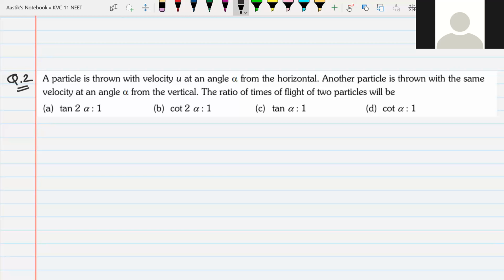Sir, we think C is the correct answer. You think C is the correct answer. You think correct this time. Well done. That's the same thing that I told you. Both the angles are complementary. Do we understand this? Complementary angles, the ratio of time of flights is C.